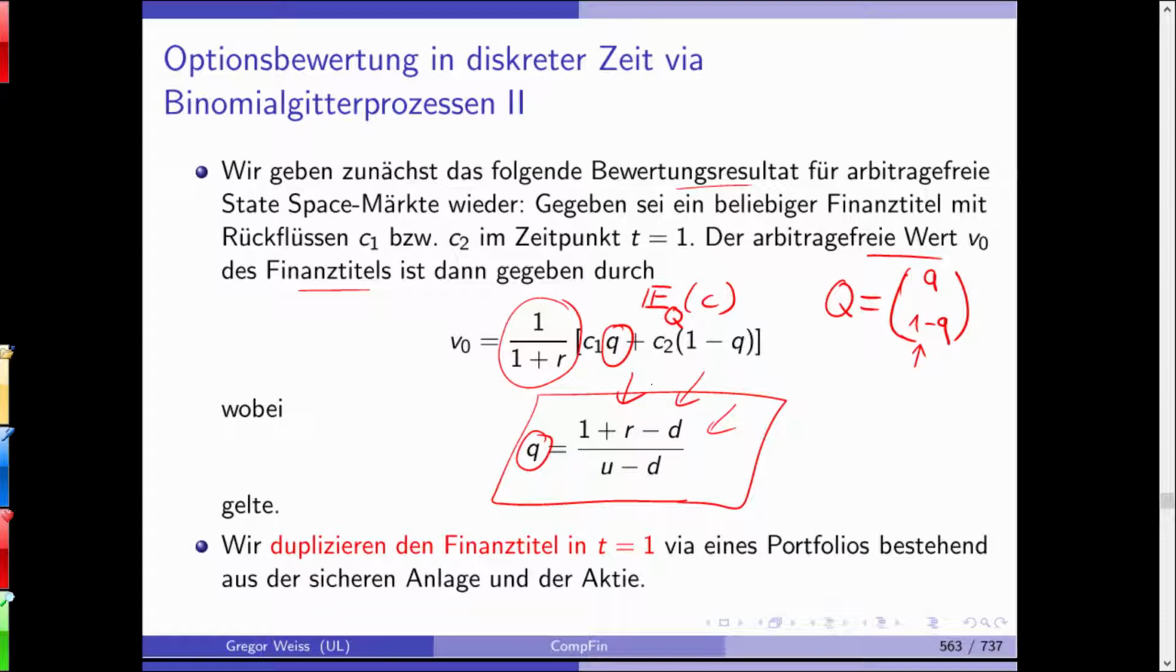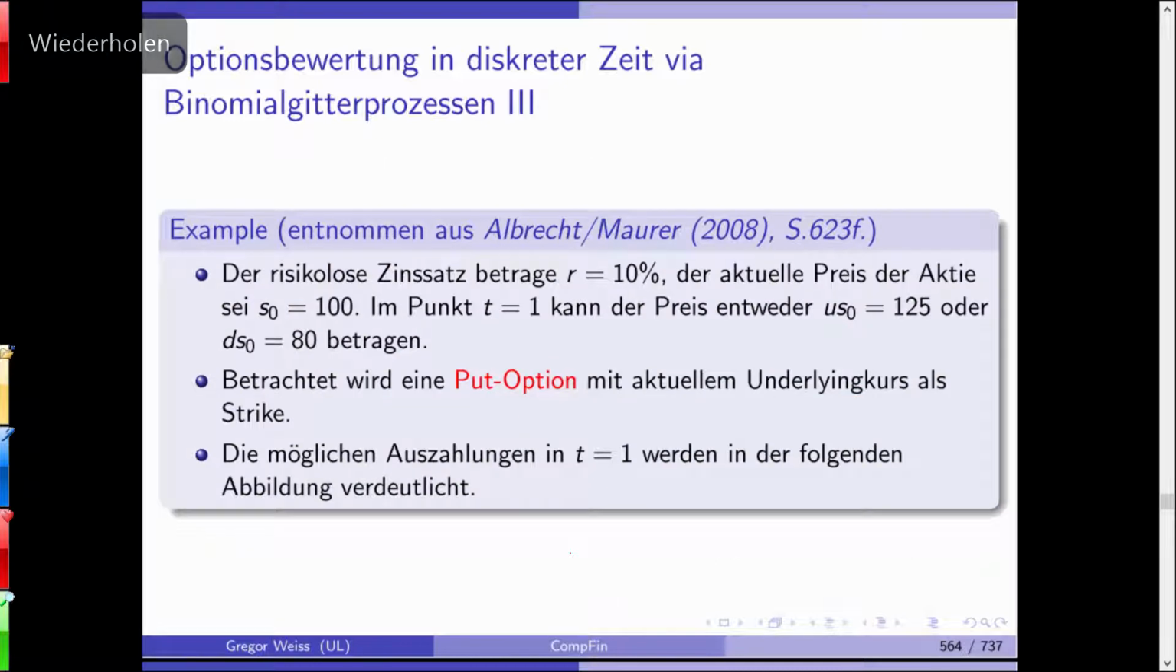Okay. Now, if we know that this should be the arbitrage-free price, we can simply duplicate the financial contract in T1. This is a very simple example. Risk-free rate 10%, current price is 100, it can go up to 125 and can go down to 80. You can see that U and D are not really probabilities, but the relative changes. For example, U is 125% and D is 80%.